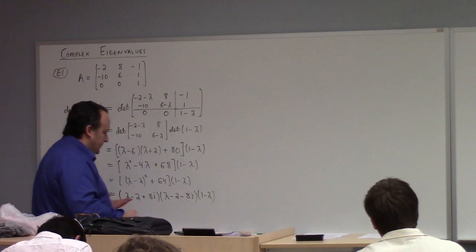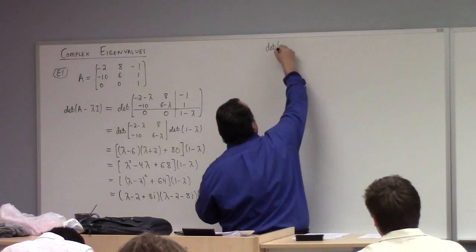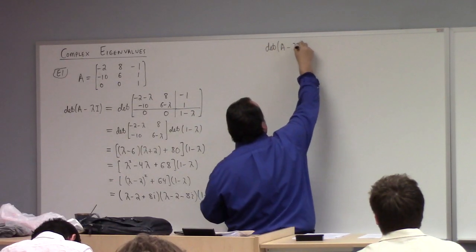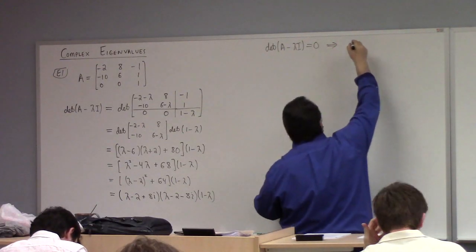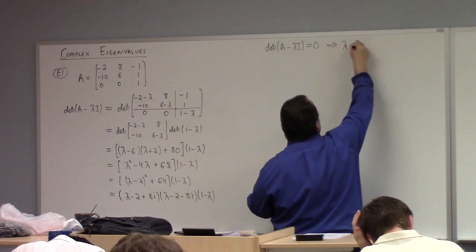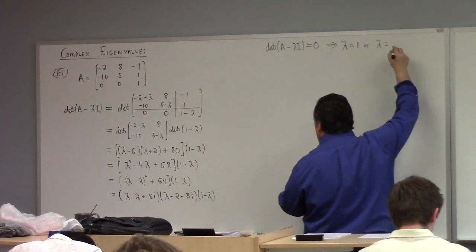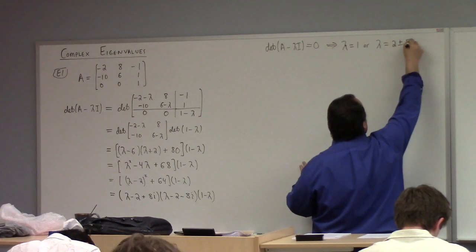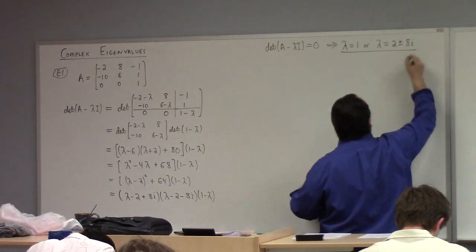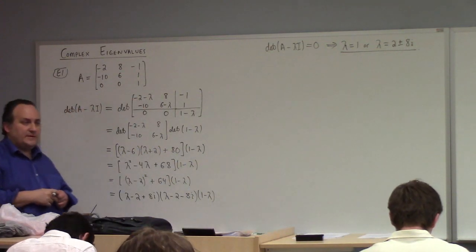The point is, you should be able to see that the determinant of A minus lambda I equals 0 tells me that either lambda is equal to 1 or lambda is equal to 2 plus or minus 8i. All right? So those are my eigenvalues. One is real and the others are obviously not, right?